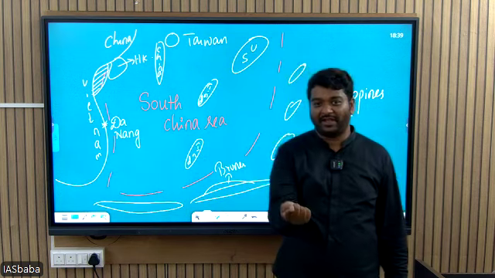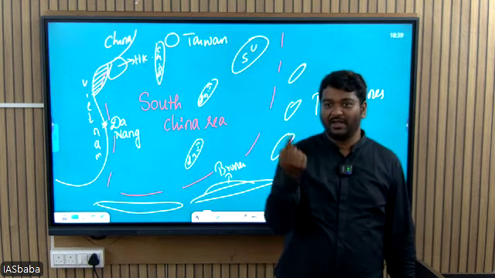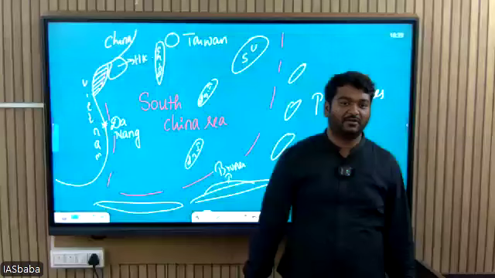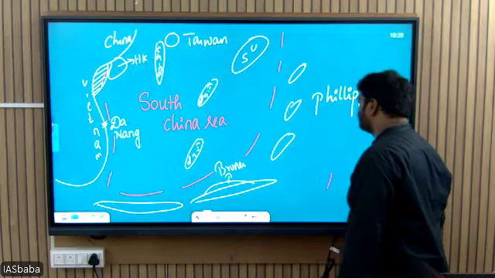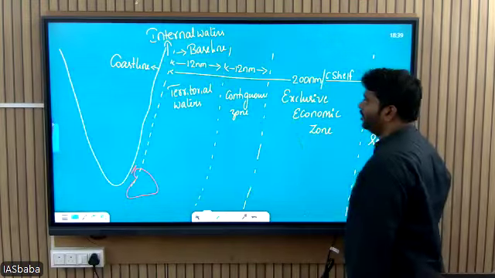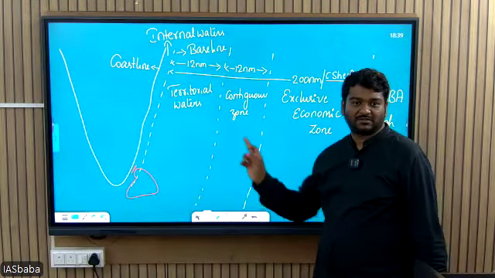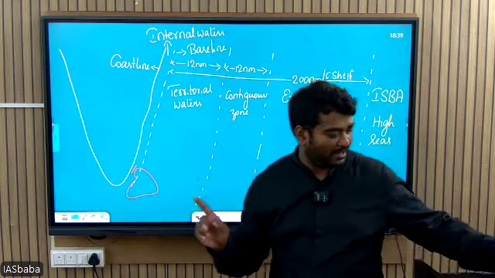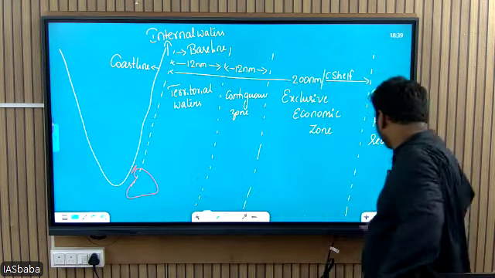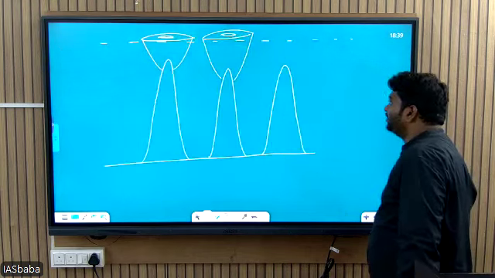China is entering into India's neighborhood. India is entering into China's neighborhood. Fine. So this is about UNCLOS. I'll give details about the South China Sea when we talk about China. But do you get this? Yeah.